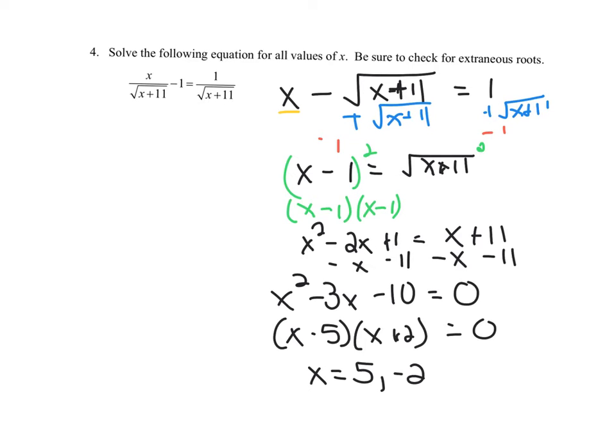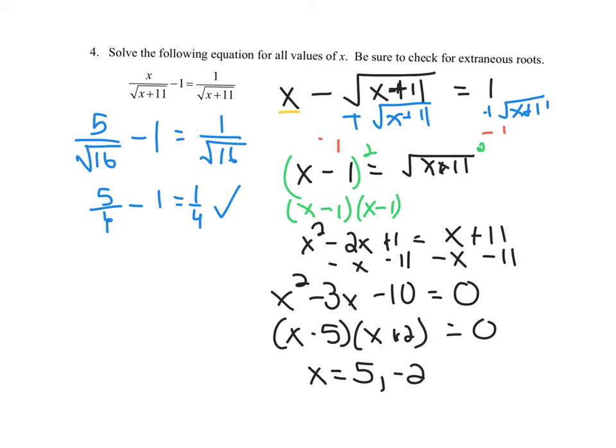I end up having 5 over the square root of 16 minus 1 equals 1 over the square root of 16. So we have 5 over 4 minus 1 equals 1/4, which checks out. So 5 is a solution.